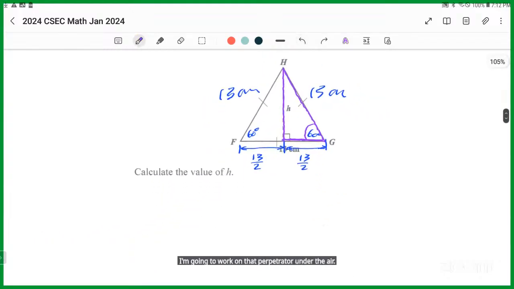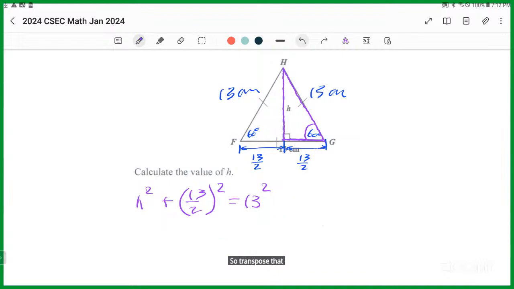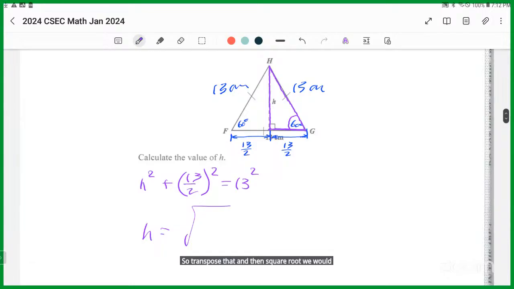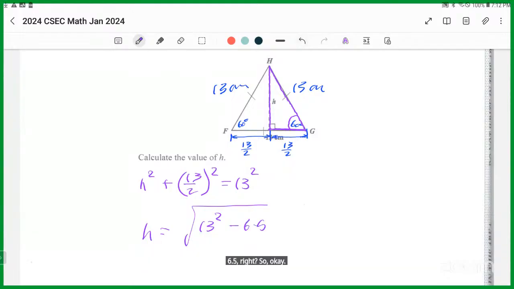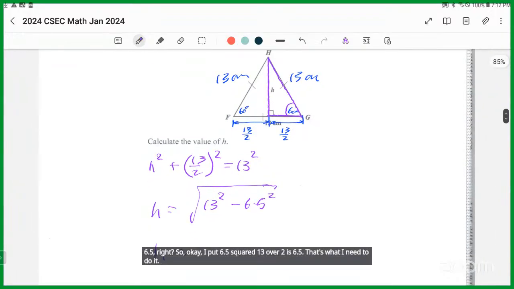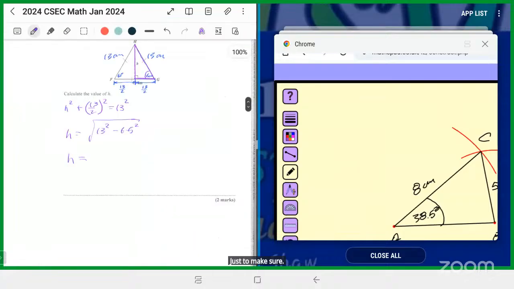So I'm going to work on that purple triangle there. Let's use Pythagoras' theorem first. So h squared plus the 13 over 2 squared is going to be equal to 13 squared. Transpose that and then square root. We would have h equals the square root of 13 squared minus 6.5 squared, because 13 over 2 is 6.5. So that's one way to do it. Let's do it another way and see if we get the same answer, just to make sure.